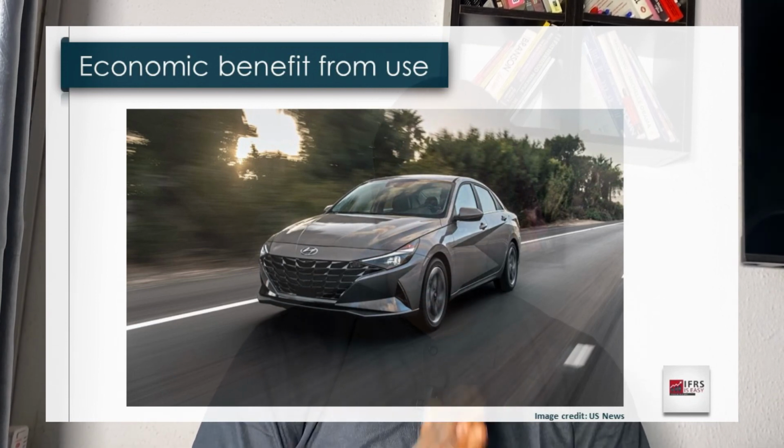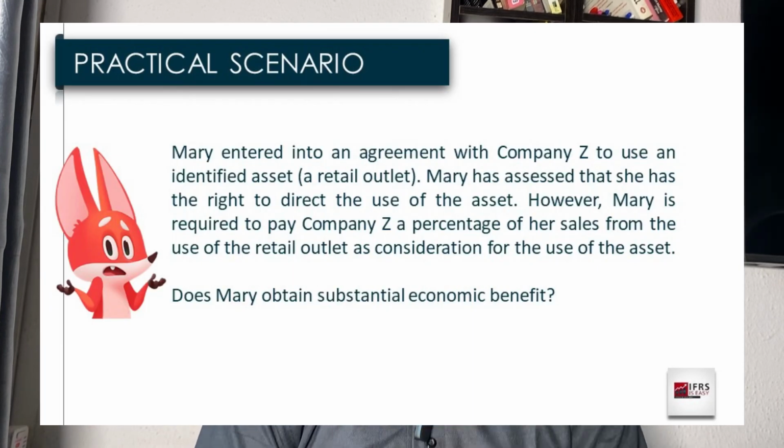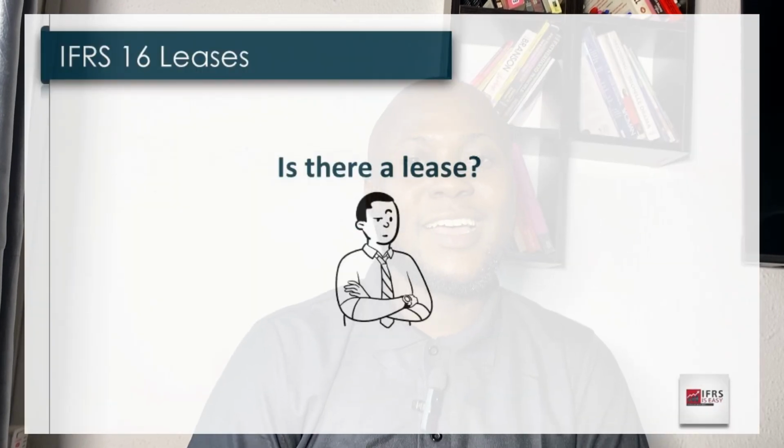It says Mary entered into an agreement with Company Z to use an identified asset, a retail outlet. Mary has assessed that she has the right to direct the use of the asset. However, Mary is required to pay Company Z a percentage of her sales from the use of the retail outlet as consideration for the use of the asset. Does Mary obtain substantial economic benefit? Pause the video and answer. And so we are back.